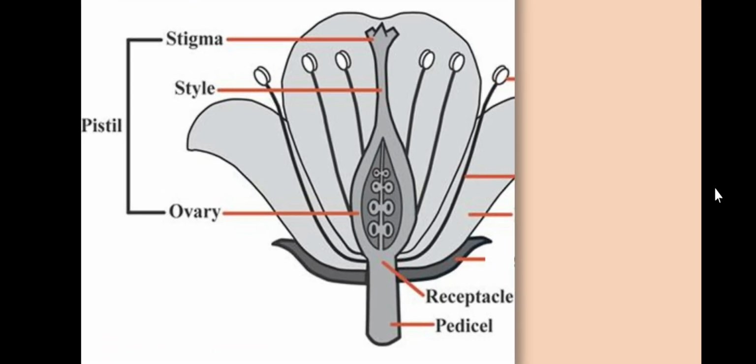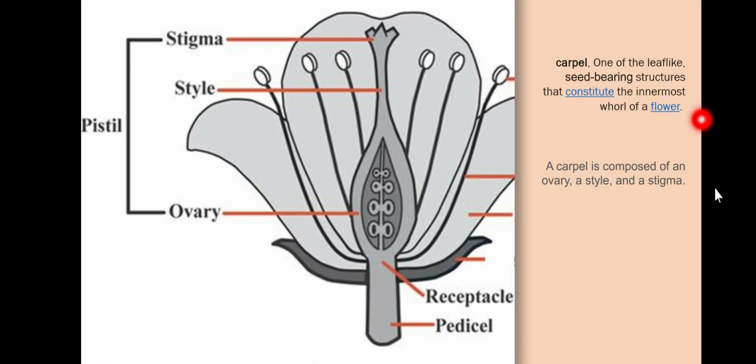Gynoecium is the female reproductive organ, the innermost whorl of the flower. Gynoecium is also referred to as a carpel. It is one of the leaf-like seed bearing structures that constitute the innermost whorl of the flower. Carpel is composed of an ovary, style and stigma. So gynoecium is the innermost whorl, and it is the female reproductive organ and is also referred to as pistil, and it mainly consists of stigma, style and ovary.